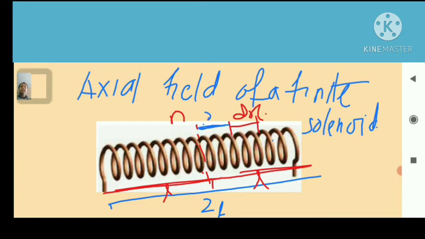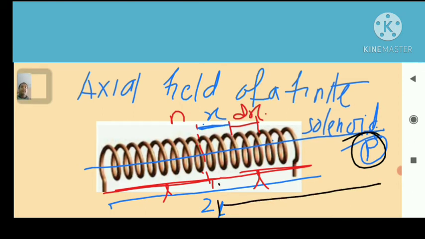This is the axis of the solenoid, and we take a point P on the axis of the solenoid but outside of it. The distance of point P from the midpoint is r. Now we have to find the magnetic field at point P due to this solenoid. So I will make a fresh diagram here.